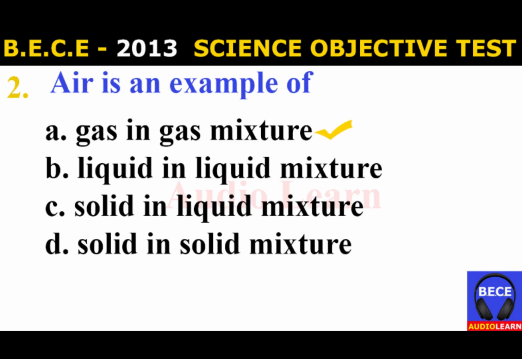Number 2. Air is an example of A. Gas in gas mixture. B. Liquid in liquid mixture. C. Solid in liquid mixture. D. Solid in solid mixture. And the answer is A. Gas in gas mixture. A is an example of gas in gas mixture.